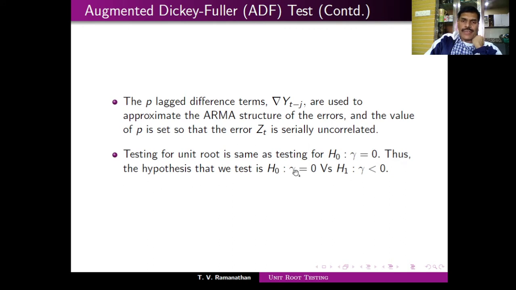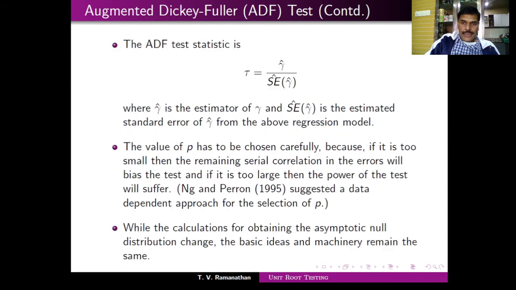The hypothesis that we test is gamma equal to 0 versus gamma less than 0. Why gamma less than 0? Because in the AR(1) case, gamma is nothing but phi minus 1. The null hypothesis is that it is non-stationary, phi equal to 1, and the alternate hypothesis is that it is stationary, phi less than 1, which means phi minus 1, that is gamma, is less than 0.